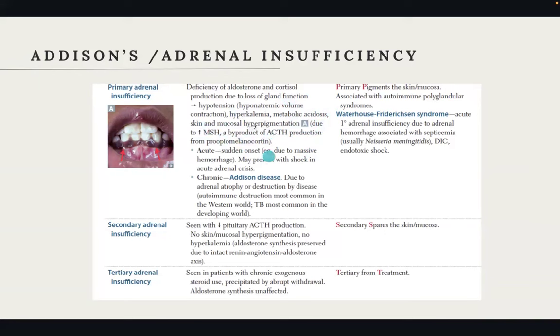Now, skin and mucosal hyperpigmentation. Why? Because I'm going to be having an increase in ACTH. Now, again, remember the feedback. I'm having a decrease in aldosterone and cortisol. Cortisol is low. My pituitary is going to be sensing that. It's going to pump out ACTH. This ACTH is then not only going to be acting on the defective gland, the gland that's either bleeding, undergoing hemorrhage, or basically destructed because of autoimmune disease or infection or whatever it may be.